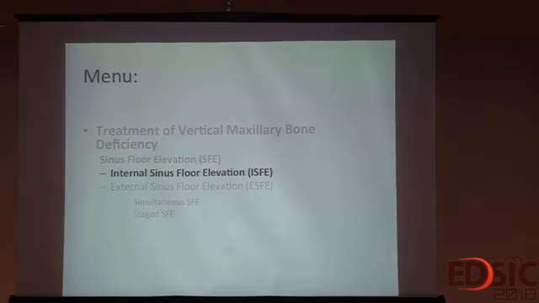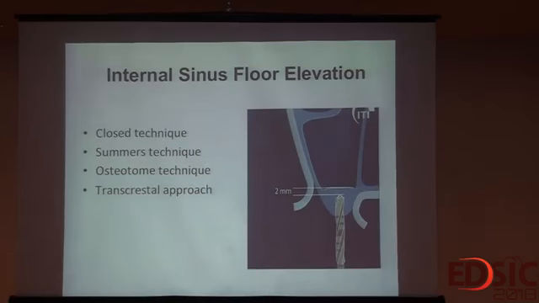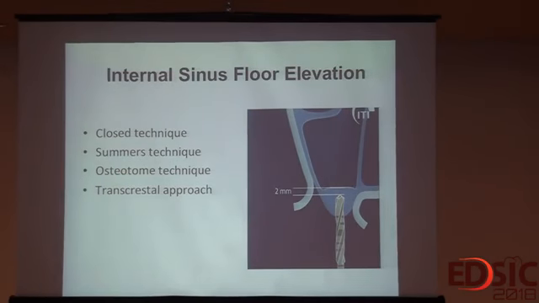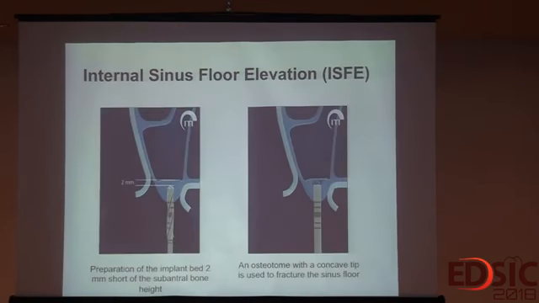First of all, I would like to talk about internal sinus elevation. This technique is called the closed technique, the Summers technique, the osteotome technique, and the transalveolar approach. At least 6 millimeters of bone is needed for the implant, and the bone height gain is 3 to 4 millimeters in this technique. And here you see the pathological diagrams.